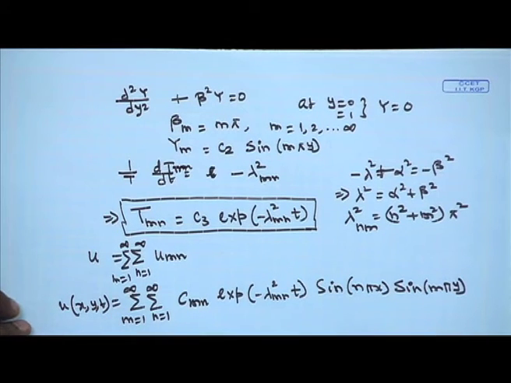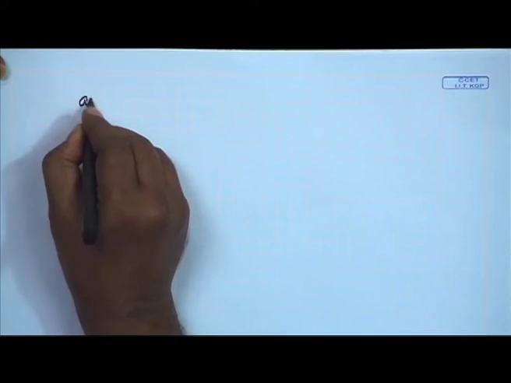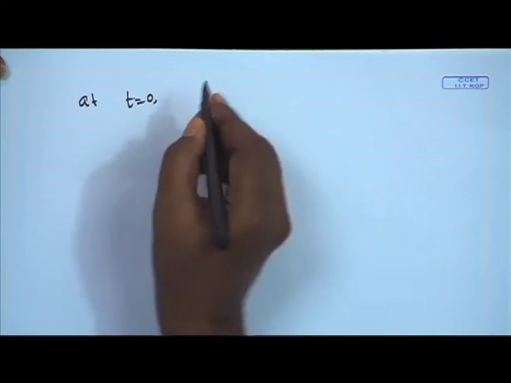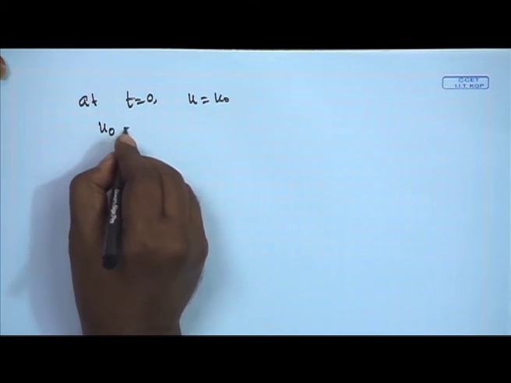Now, only one step is left, that is the evaluation of the constant Cmn, and the constant Cmn can be evaluated from the initial condition that has not been utilized till now, that is at t is equal to 0, u is equal to u naught. So, if you write that, let us see how it comes out.